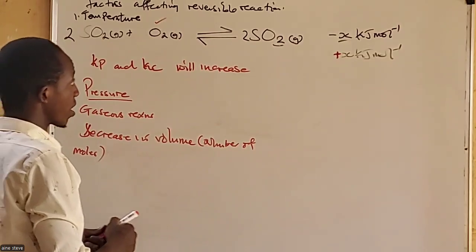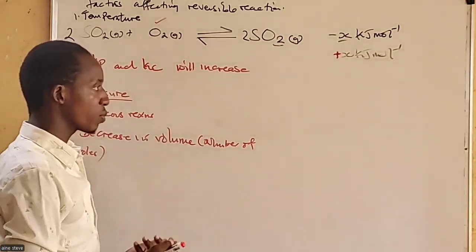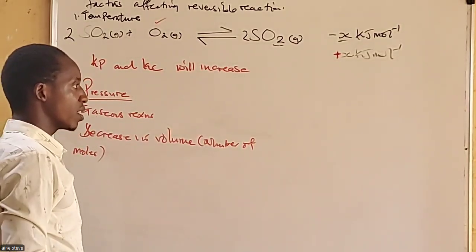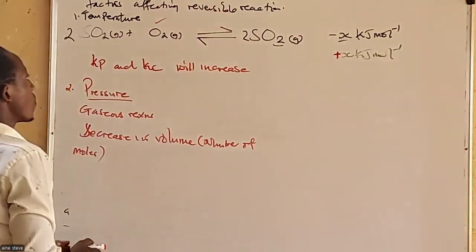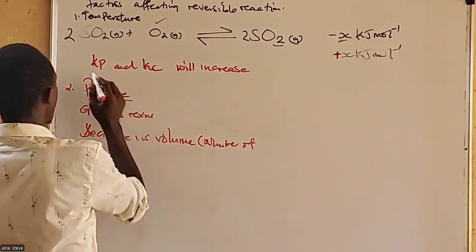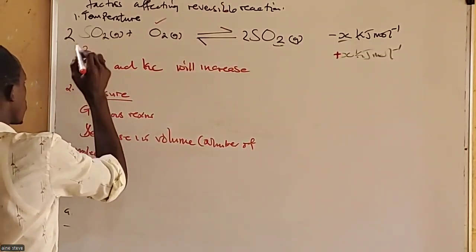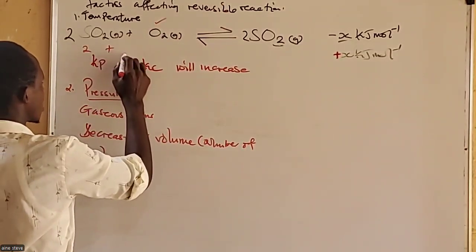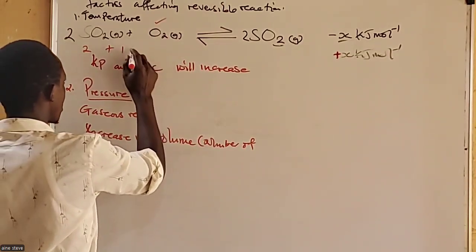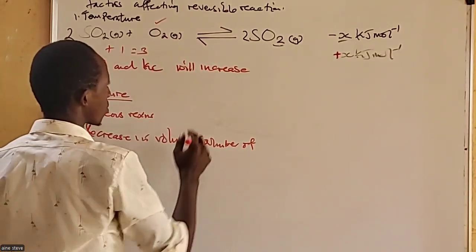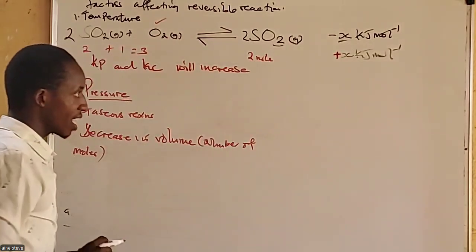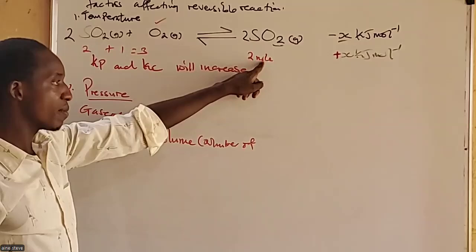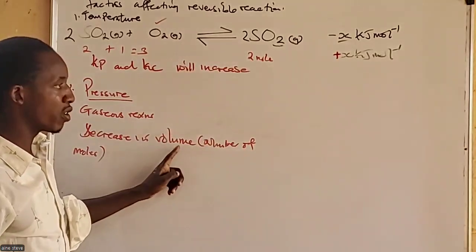For instance, if you are given such an equation, explain how increase in pressure affects the reaction. Meaning you go back to the equation and see. If you look at the reactants, these are 2 moles plus 1 mole, which gives us a total of 3 moles. If you look at the product, it has 2 moles. So there is a decrease in what? In the number of moles or volume.